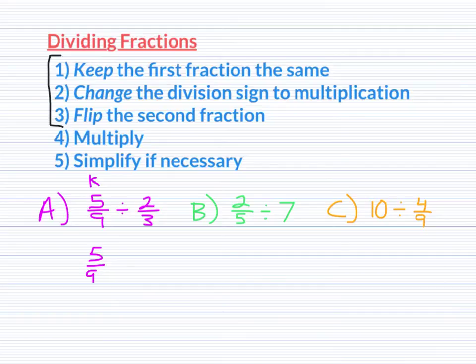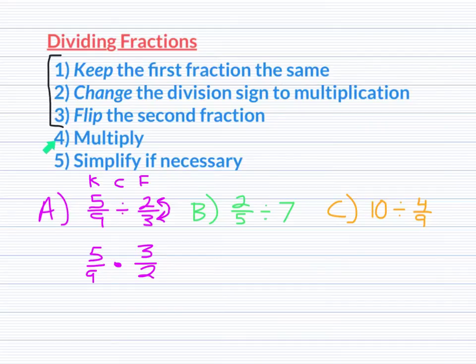And then we are going to change the division to multiplication. And we are going to flip the second fraction. So that becomes 3/2. We just switch the numerator and denominator. And when we do this, that lets us rewrite a division problem as a multiplication problem. Instead of dividing by 2/3, we're multiplying by what's called the reciprocal, where we flip the numerator and denominator. Once we do that, we've set up the problem. That's the first 3 steps.